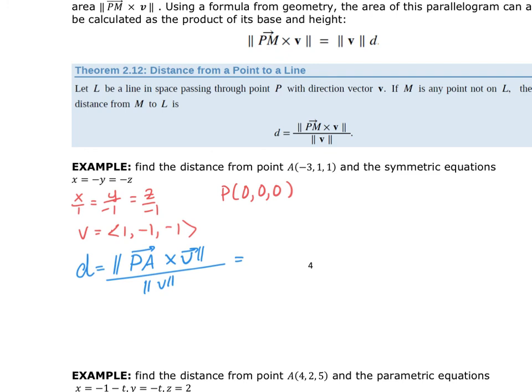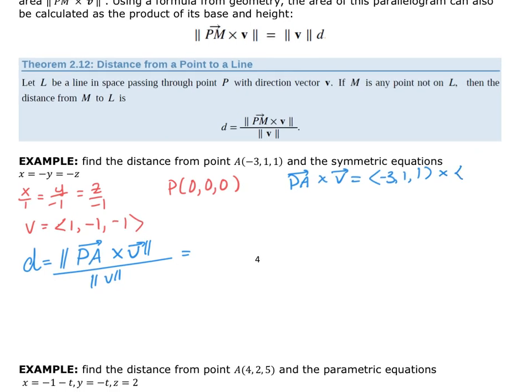Because I chose a really nice P, my point from P to A is going to be the cross product. So let's do the cross product of PA crossed with V. This is going to be the cross product of -3, 1, and 1, and that's because I chose a nice P. And then that's going to be crossed with my V, which is 1, -1, and -1. I do my regular cross product like I did in my last section, and I end up with 0, -2, and 2.